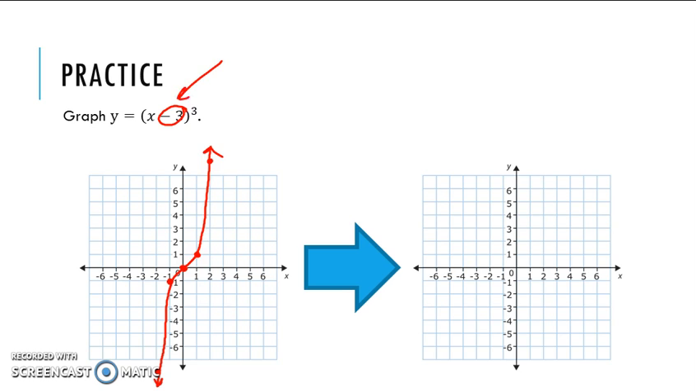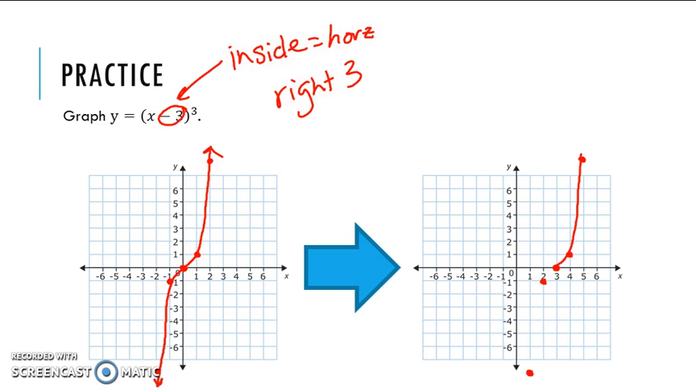Okay, we said that the negative 3 is on the inside because it's inside of the parentheses. So inside, that's our horizontal. Remember we do the opposite. So even though it says negative, we are going to go to the right 3. So each of these points will shift to the right 3 spots. Okay, so this is an example of what a horizontal shift will look like. It's inside of the parentheses.